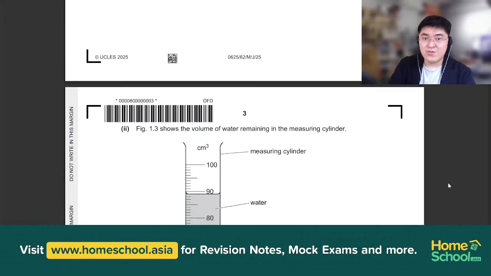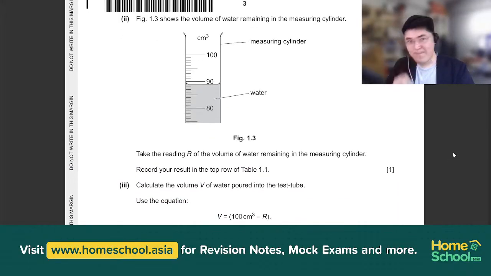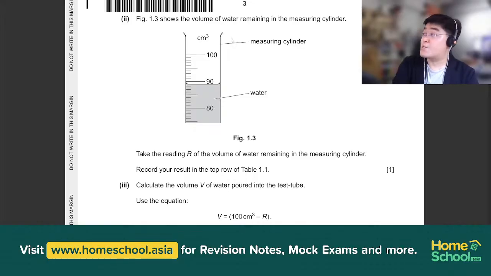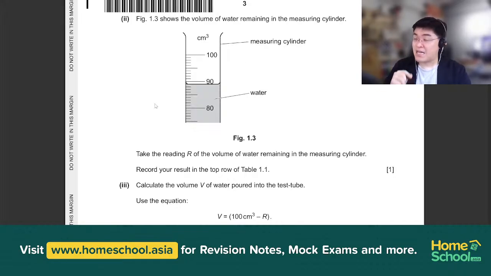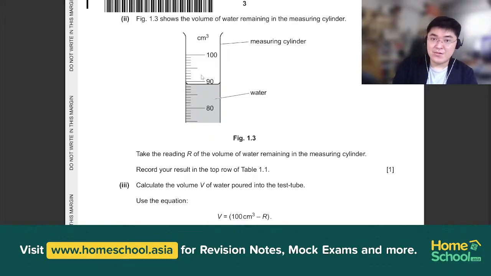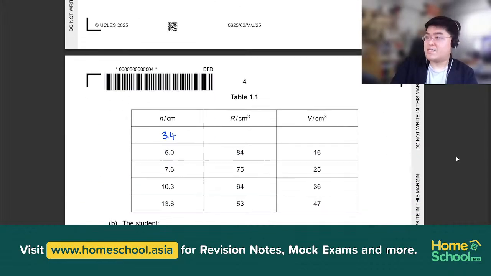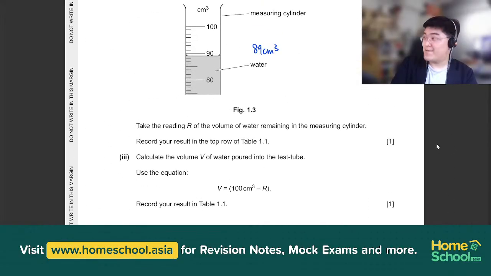Now, let's move on to part 2 for this question. Part 2 shows the volume of water that's remaining in this measuring cylinder. Remember, at first there's 100 milliliters of water in the measuring cylinder, and we poured away a certain amount. So what is this reading? This reading R, if you take a look here, is 90, and each of these small little markings is 1 cm³. So 90 minus 1 is 89 cm³. So we take the reading R and record the result on the top row of table 1.1. Just now we had 89, so 89 cm³ here. Just like that, 2 marks already.